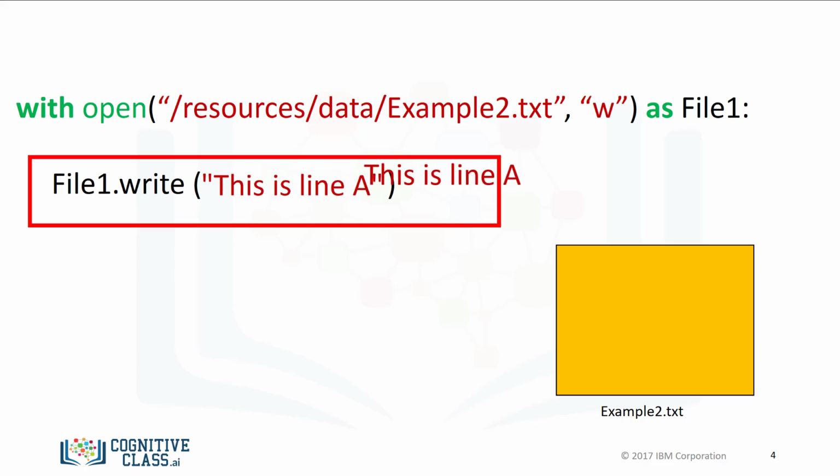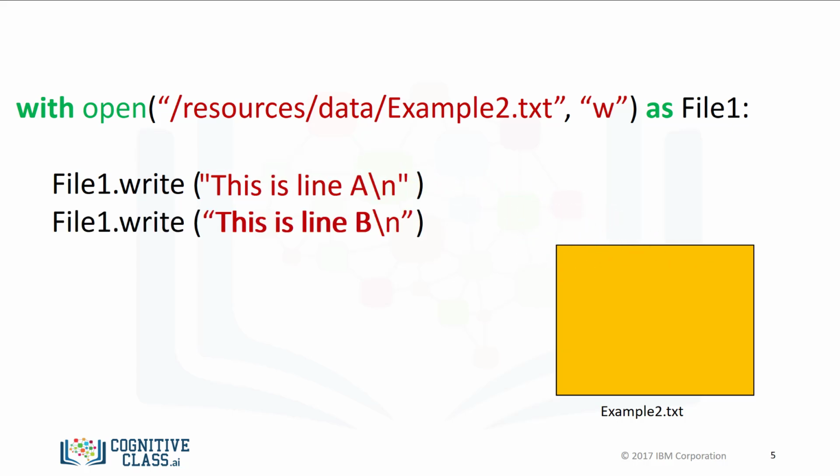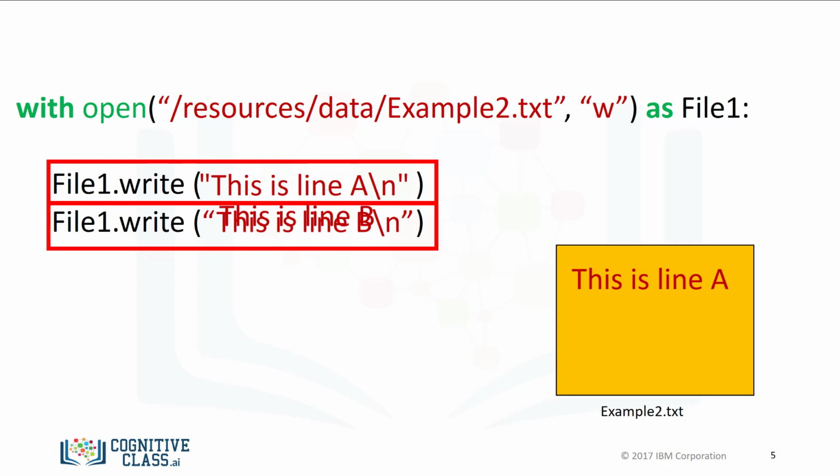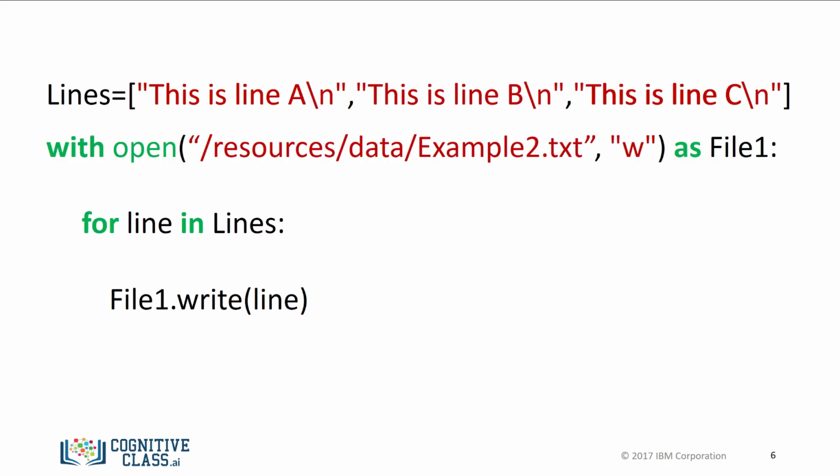The argument is the text we would like input into the file. If we use the write method successively, each time it's called, it will write to the file. The first time it is called, we will write "This is line A" with a \n to represent a new line. The second time we call the method, it will write "This is line B," then it will close the file.